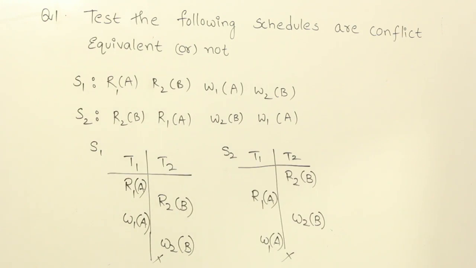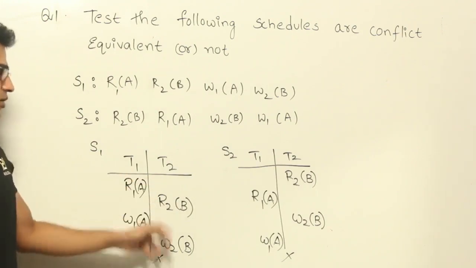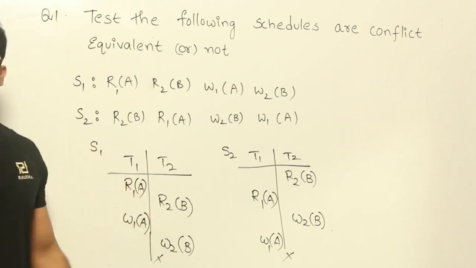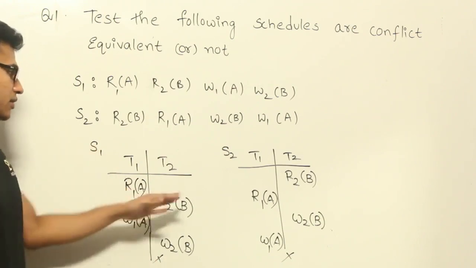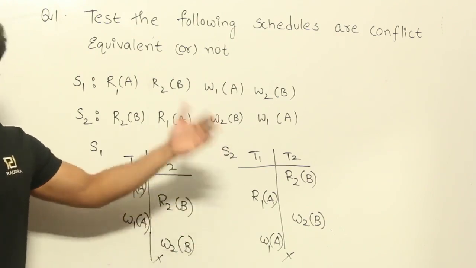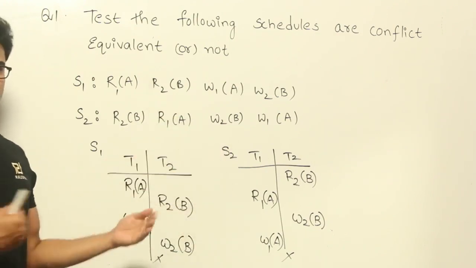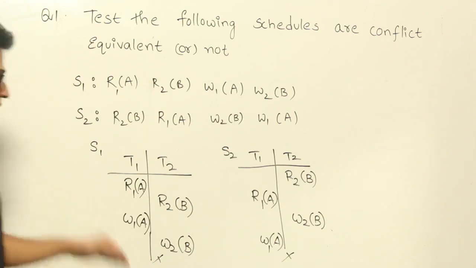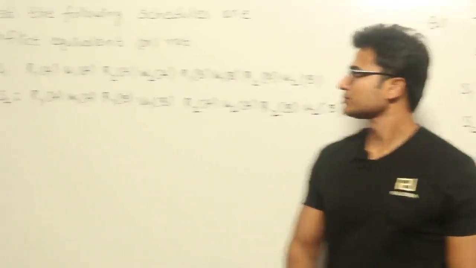Whenever two transactions do not have any conflicting actions, you can execute them in any order. There will be no problems at all. Whatever order you execute them in, you are going to get the same output as if they had been executed one after the other. Okay, fine. Let's look at the next example here.